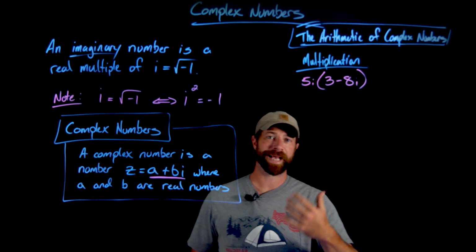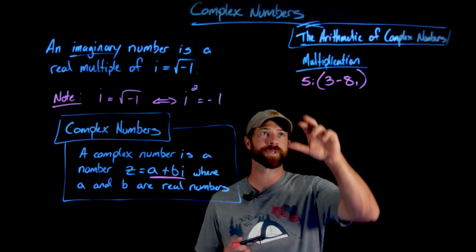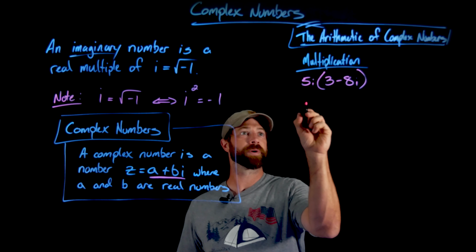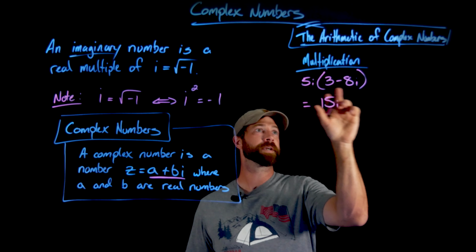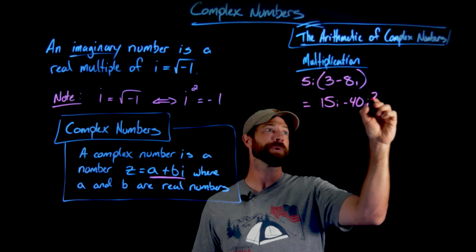And the beauty, again, as previously, we can just think about these in the same operations as our polynomials. I'm going to distribute this 5i to both of these terms. When I do that, I'll get 15i, and then here I get 40, so minus 40i squared.